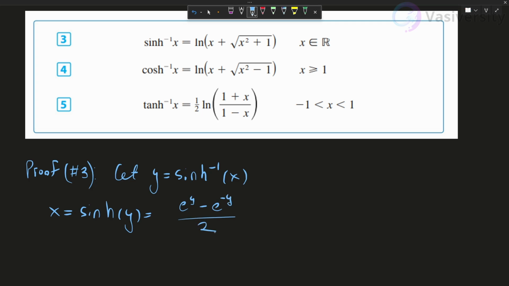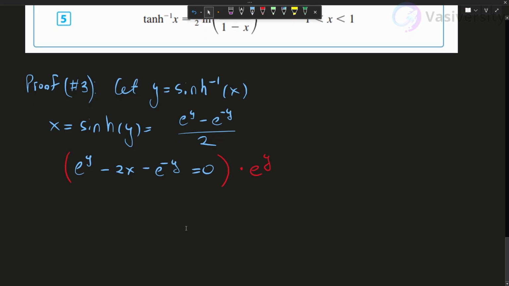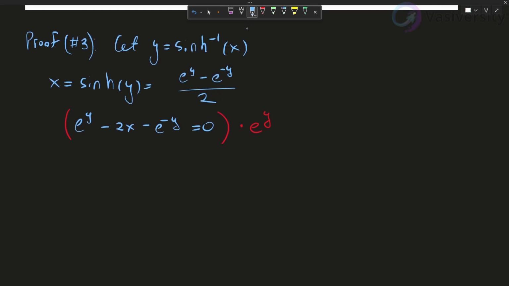So rearranging it, we get e^y minus 2x minus e^(-y) equal to 0. Now let's multiply the entire equation by e^y. e^y can never be 0 because it's an exponential. So therefore, we will get e^(2y) minus 2x e^y minus 1 equal to 0.